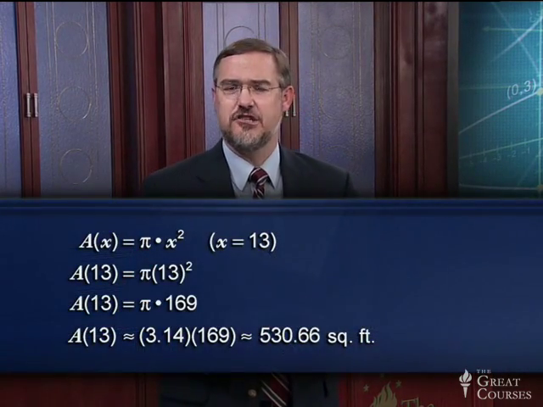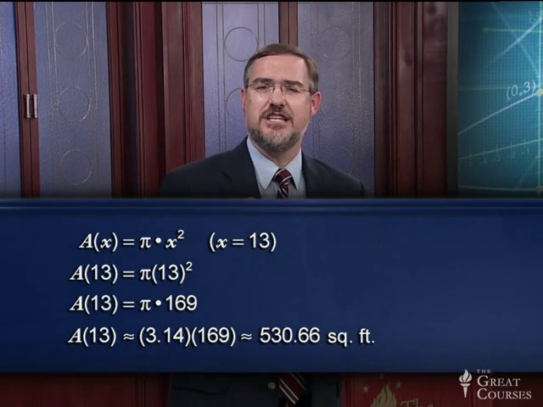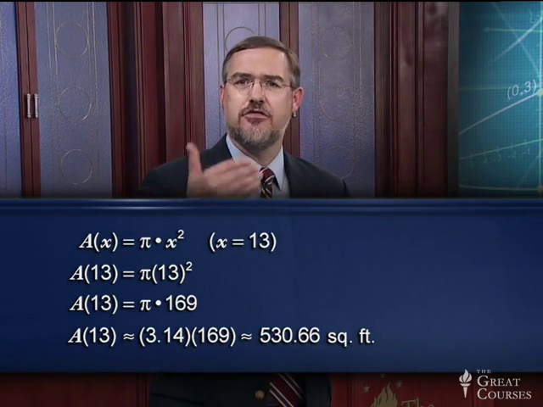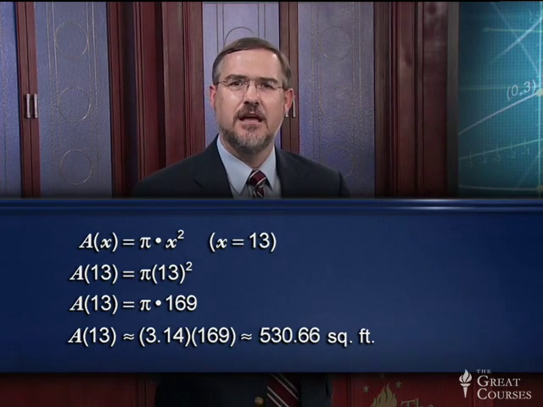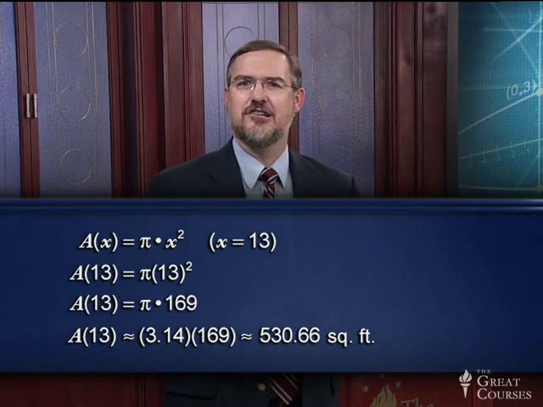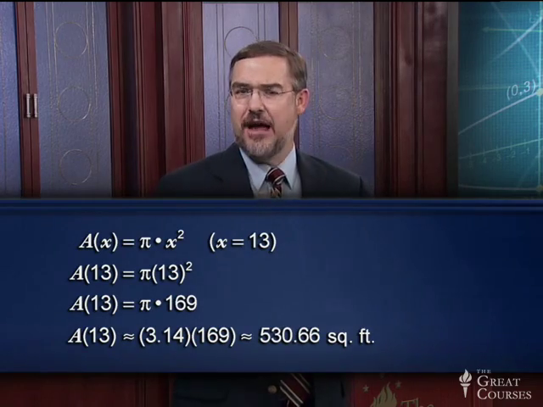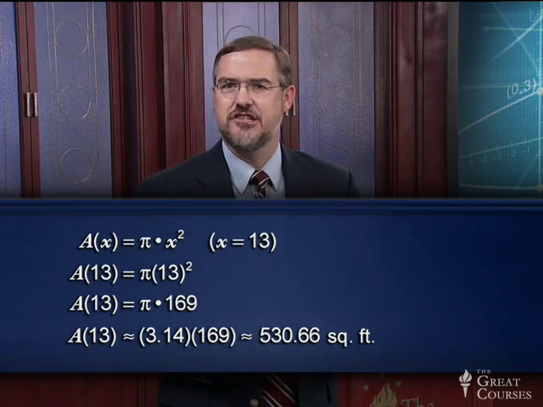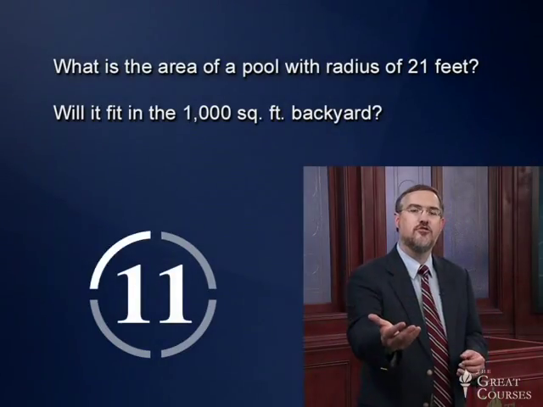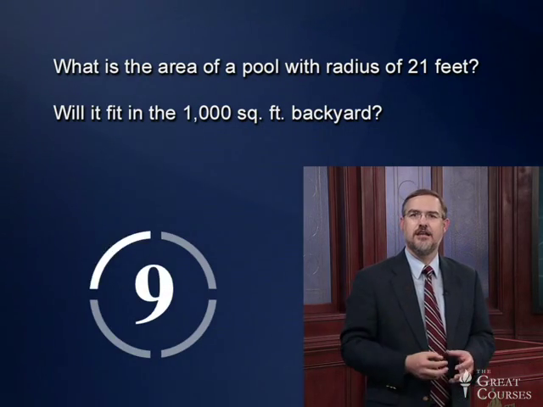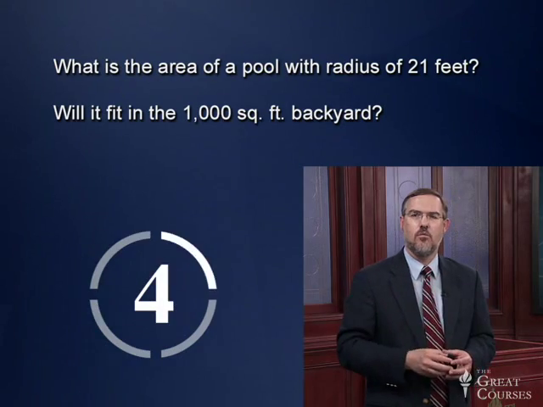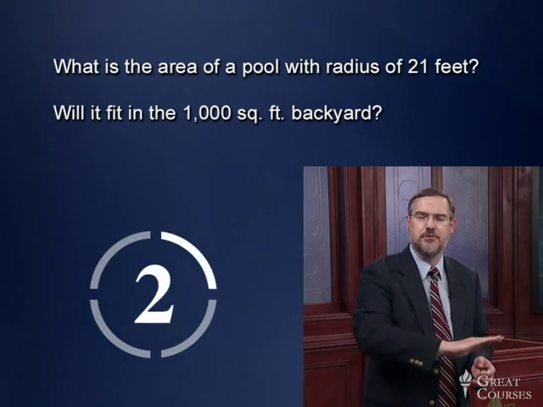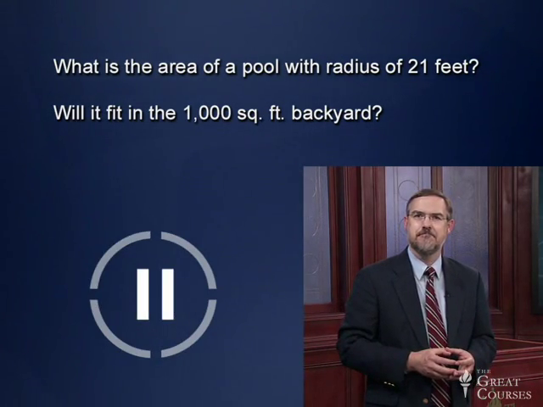A of x is pi x squared, so A of 13 is pi times 13 squared, which was pi times 169, and using 3.14 as an approximation for pi, I saw that that was 530.66 square feet. What would I do if the pool has radius 21 feet? Try to see if you can determine what the area is going to be that's going to be taken up.